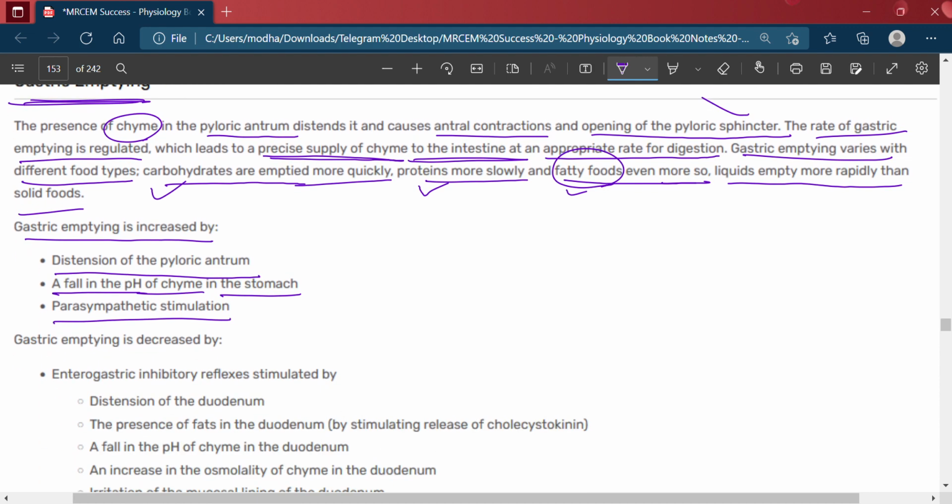Gastric emptying is decreased by the enterogastric inhibitory reflex. How does it decrease? The enterogastric inhibitory reflex is stimulated by distension of the duodenum.